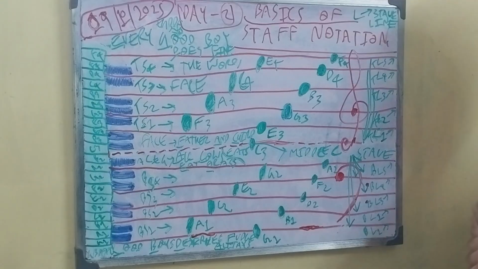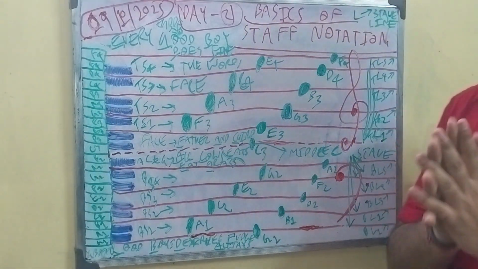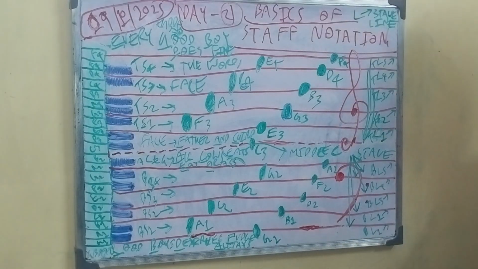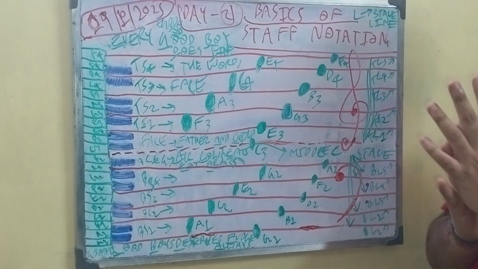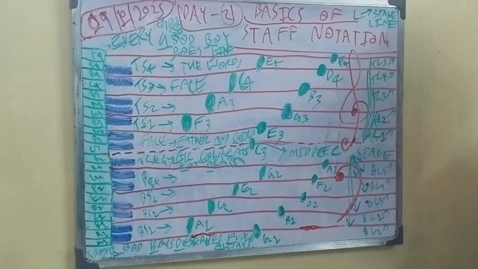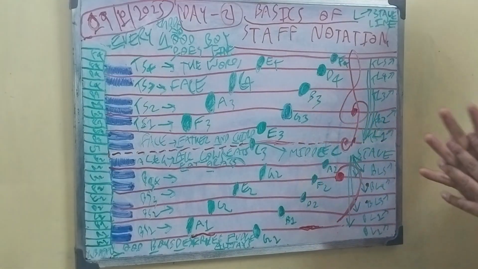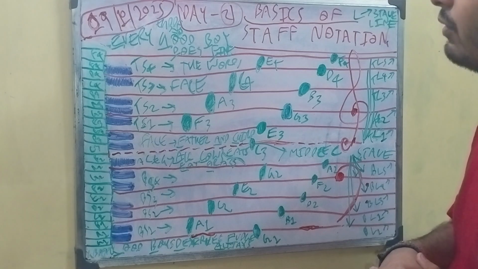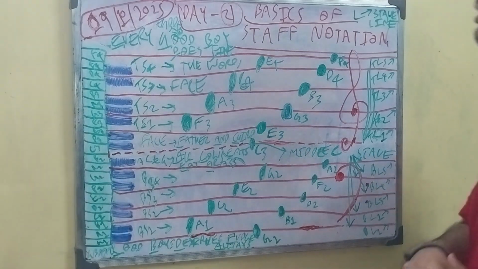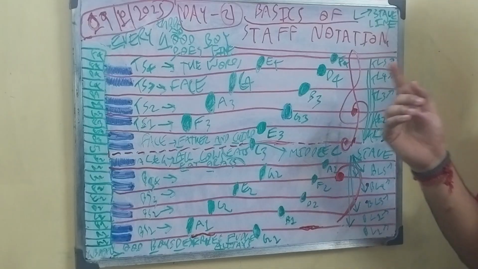So that's all about today. The conclusion is, today we have understood all the basics of staff notation, representing the keys on the staff and knowing all the keys lying on the treble spaces, treble lines, bass spaces and bass lines. Next time I will come to ledger lines, and after that we will come to black keys. So that's all about day 2 of the basics of staff notation.